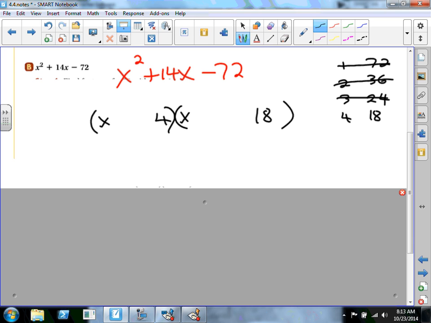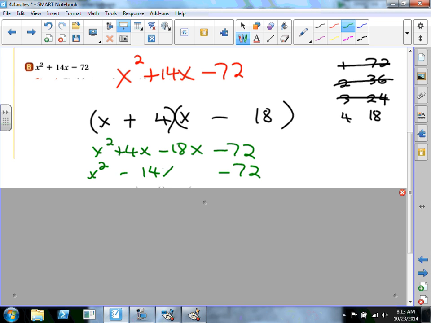Now here's where people kind of hit the first wall. There are several walls that you're going to hit over the next 22 minutes or so. What about the signs? I could just throw them in wherever. Let me make this a plus and let me make this a minus. Remember, you can FOIL to check yourself. If I FOIL, I get x squared plus 4x minus 18x minus 72. So I get x squared, I get minus 72, and what do I get in the middle? A minus 14x. So did I do it right?